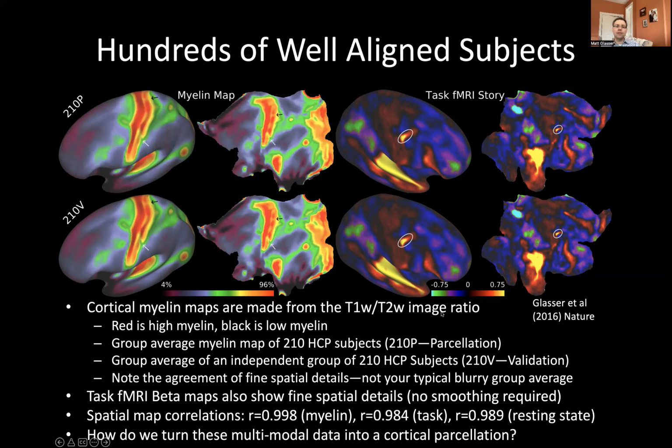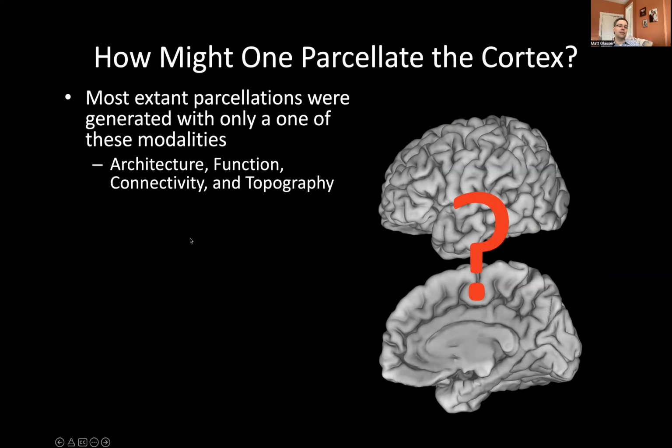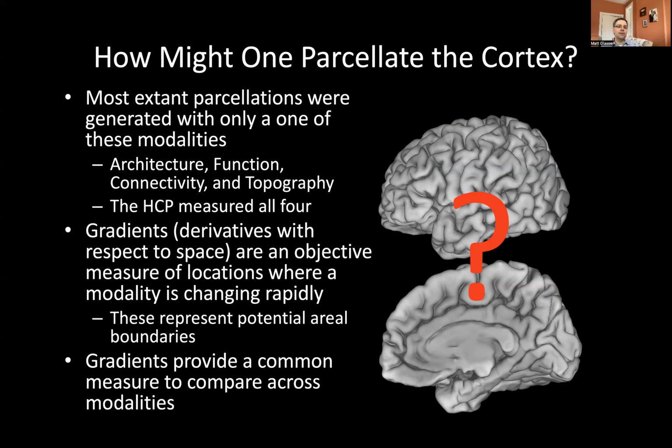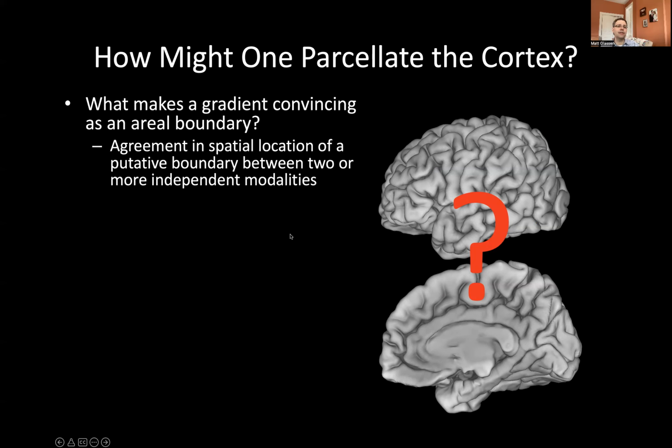So how do we turn this multimodal data into a cortical parcellation? Well, most extant parcellations, including those that you've seen elsewhere in the session, were generated with only one of the modalities of architecture, function, connectivity, and topography, but the HCP measured all four. And so we can use gradients, or derivatives with respect to space, as an objective measure of where each modality is changing rapidly. And these are potential areal boundaries, and they provide a common space in which we can compare across modalities.